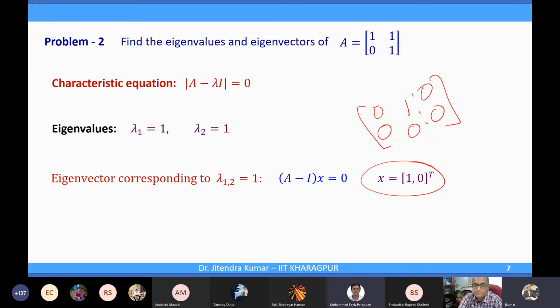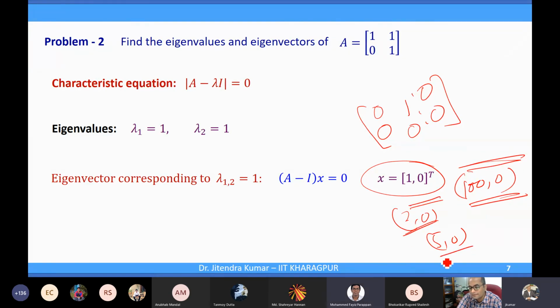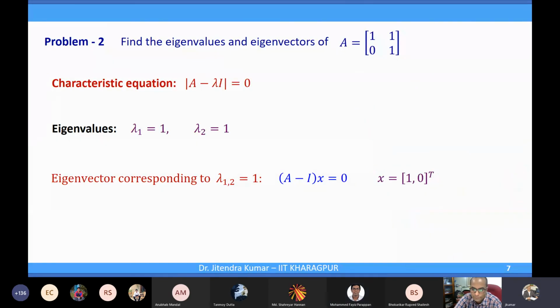Correct? Sir, I have one doubt. Instead of this, can we write (2, 0) also as an eigenvector? Yes, (2, 0) is an eigenvector. (5, 0) you can write. You can write (100, 0). All these vectors are eigenvectors corresponding to this eigenvalue 1. Fine?